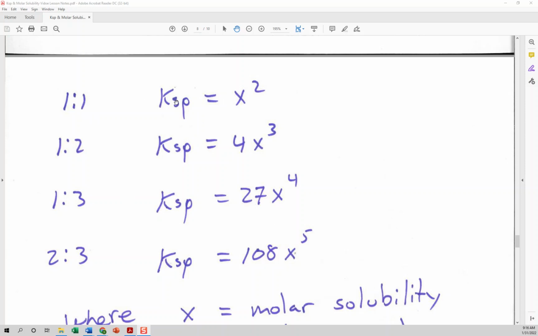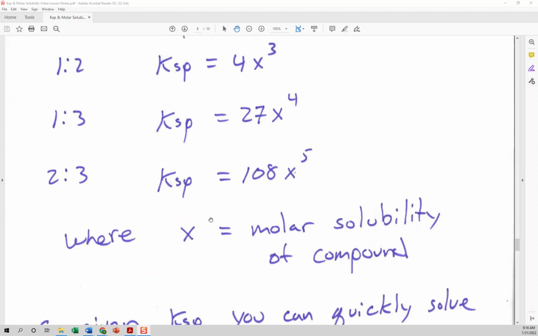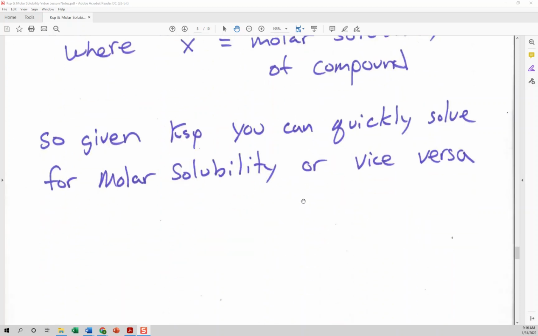So for a 1-to-1 ratio, KSP equals x squared; 1 to 2 ratio, KSP equals 4x cubed; 1 to 3 ratio, or 3 to 1, it doesn't matter, KSP equals 27x to the 4th; and if it's 2 to 3, it's going to be KSP equals 108x to the 5th, where KSP is the equilibrium constant or solubility product for the salt, and x is the molar solubility. So given molar solubility, you could solve for the KSP, or given the KSP, you could solve for the molar solubility of the compound. Okay, very quickly.